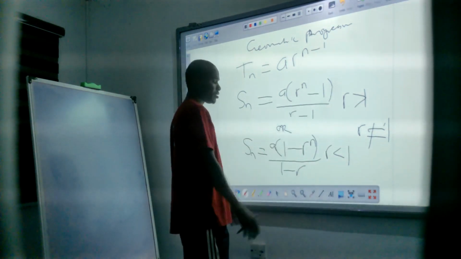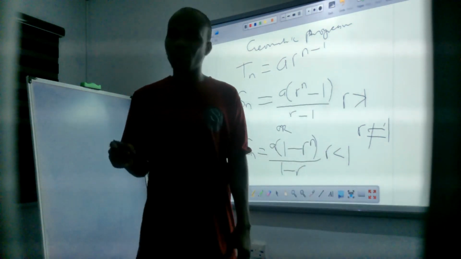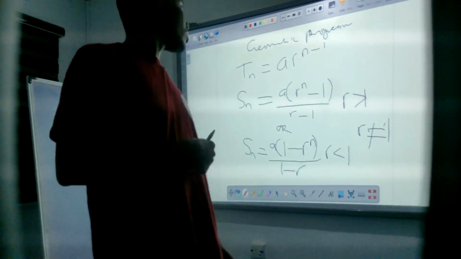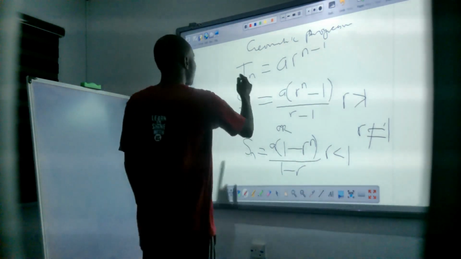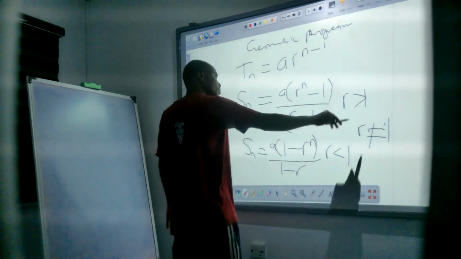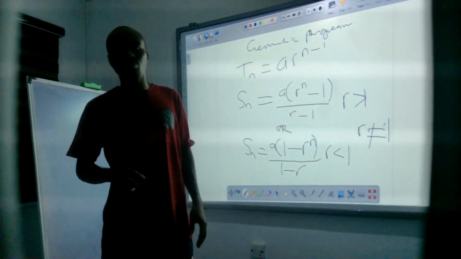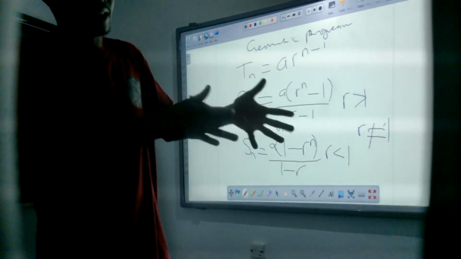So if R is greater than 1, start with R first, use R minus 1. But if R is less than 1, start with this. Is that okay? It's as simple as that. I think it gives us a lot of knowledge and understanding. So we use this now for the sum.